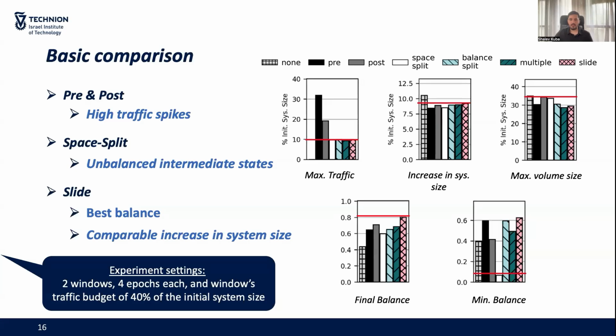The results show that pre and post cause large traffic spikes, as expected, and as can be seen in the max traffic graph. Space split yields highly imbalanced intermediate states, as can be seen in the minimum balance graph. Slide achieves the best balance, as can be seen in both the final and minimum balance graphs. Slide also shows comparable size increase to other approaches, as can be seen in the increase in system size graph.